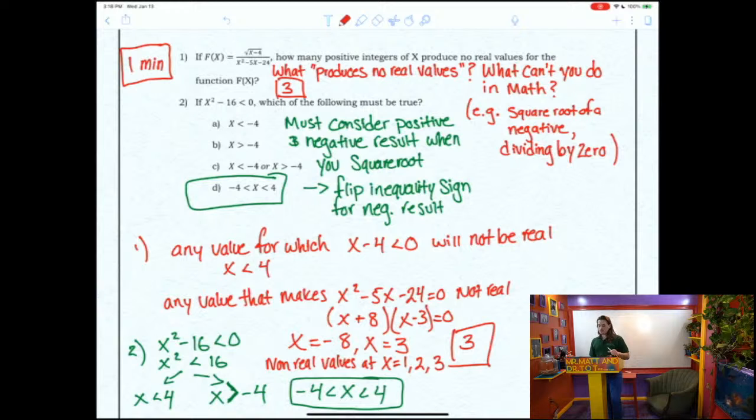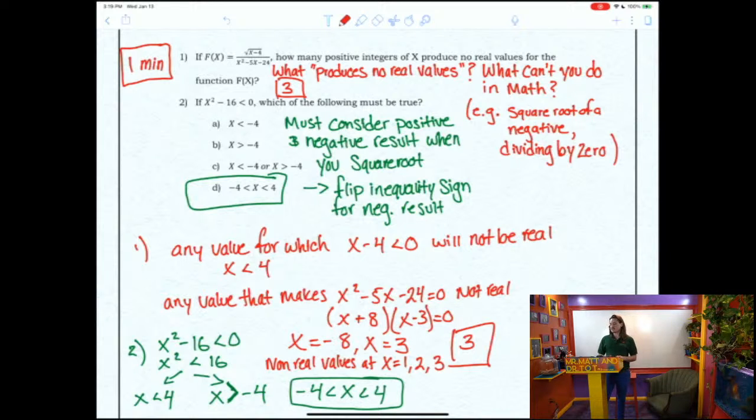Okay, so for number one, what we need to do is examine what parts of this function will produce non-real values. There are two parts here, because what we're really asking is what we're not allowed to do in mathematics. In math, as long as you do the same thing to the left as you do to the right, the same thing to the numerator as you do to the denominator, there's an infinite amount of things that you can do, but there's a few rules that you are not allowed to ever break. So for example, you are not allowed to divide by 0.